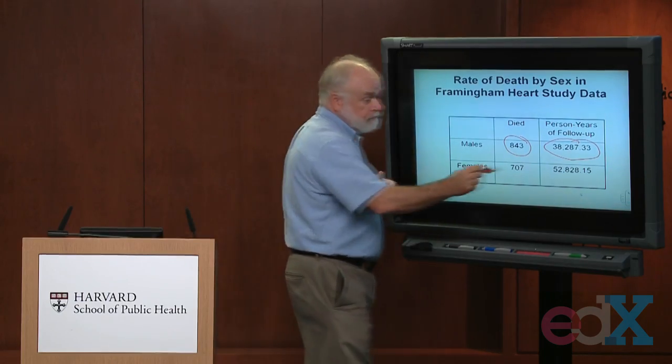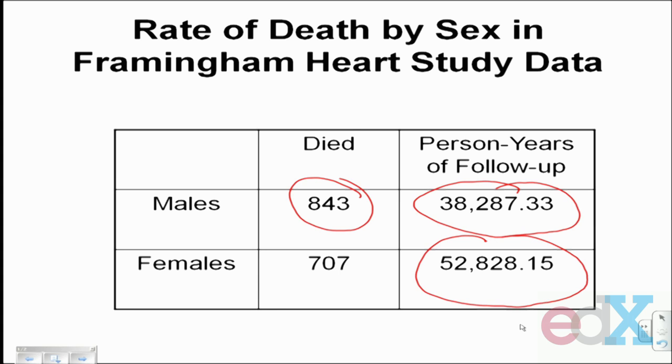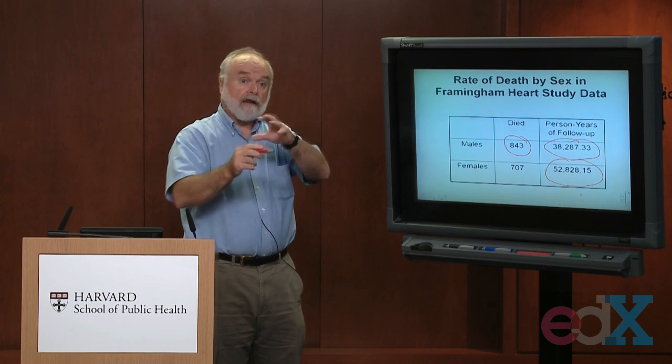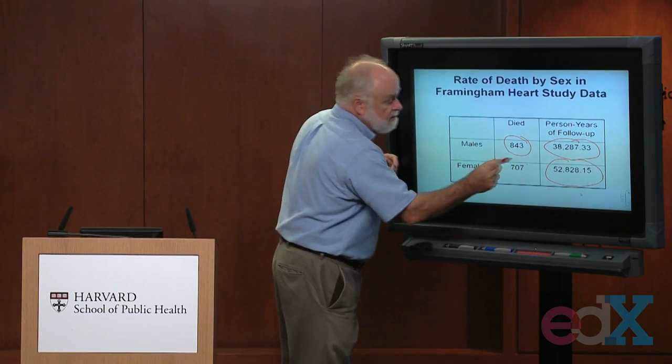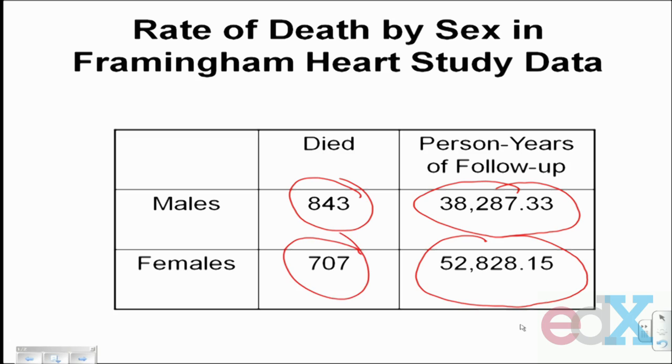If you looked at all the women and calculated all their person time, you'd observe 52,828.15 person years of observation. And out of that person years of observation, 707 of the women died.